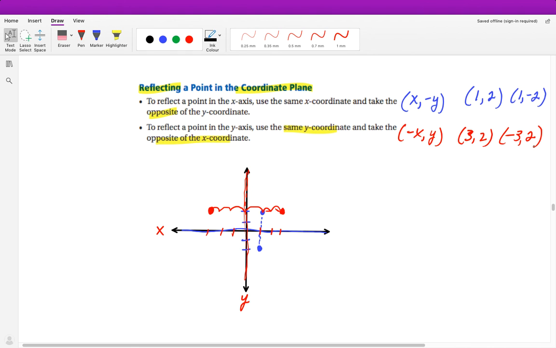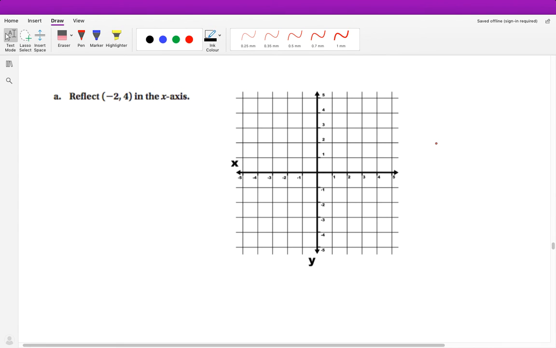All right. So when we're reflecting, you see, what are we reflecting about? Are we reflecting about the x-axis? Well, then our x value does not change. Are we reflecting around the y-axis? Well, then our y value does not change. And whatever the other coordinate is, we just simply take the opposite of it. All right, we're down to our last 2 examples that we're going to do, and then that is it.